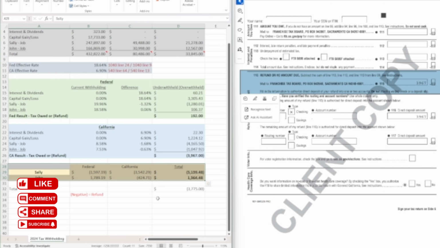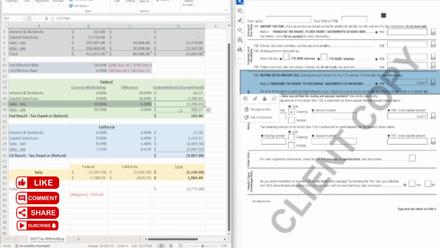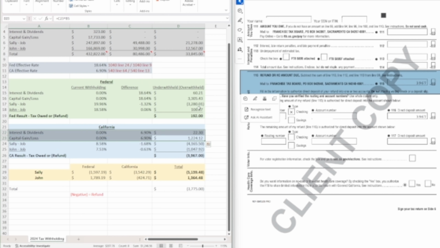Okay, and now you'll see, right, Sally, she paid more than enough here, more than enough there, right? She should be getting a $7,000 refund based on that, but not quite. Why? Because of this investment income. So that's what I did. I split this investment income 50-50, and that's why that went down to a $5,000 refund, and John essentially has to pay that difference.